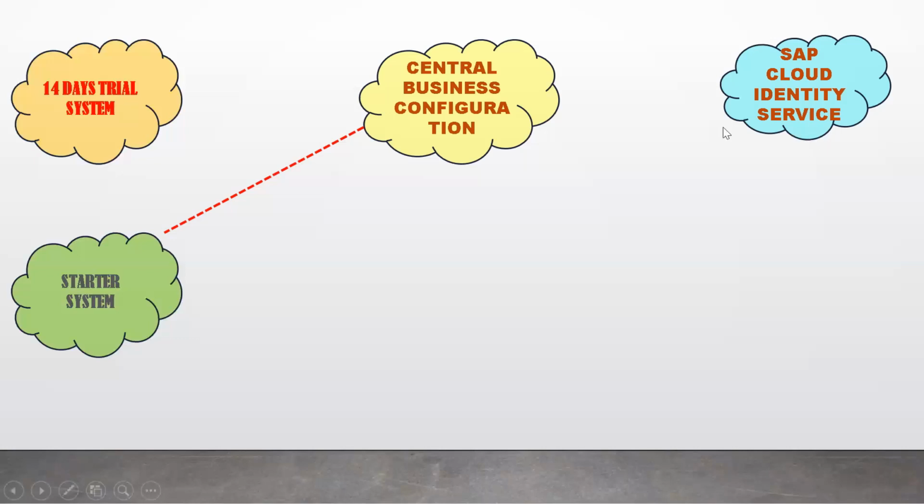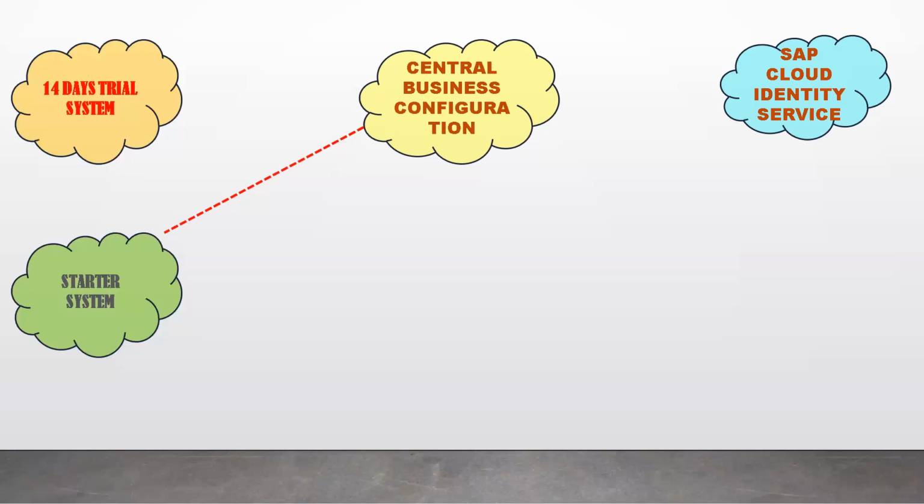And whenever you are trying to get into the starter system, that is also applicable. SAP Cloud Identity Service will first check that you are the correct person, that you have the authentication to log in to the starter system or not. Same like that, the dev, test, and PRD systems as well. So here you can see the most important portion is CBC, the Central Business Configuration system.